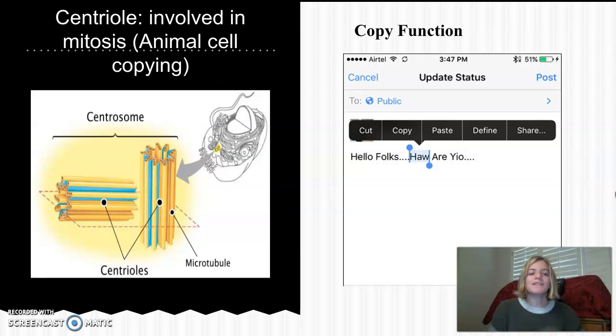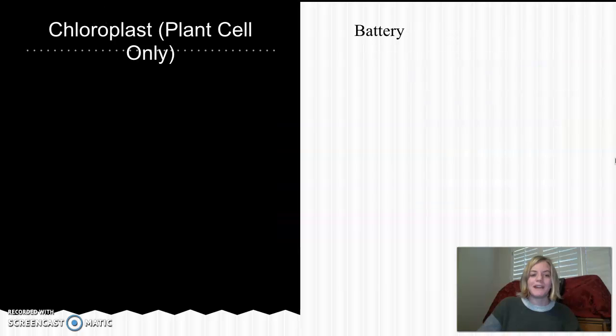And then we have this special organelle called the centriole. Okay, the centriole. And this one we talked a little bit about when we learned the difference between plant and animal cells. These are found only in animal cells, and they are involved in mitosis, so copying of the cell. And so that's basically like the copy function on your phone. If you want to copy something, you can do that with the copy function, just like when you're trying to make a copy of a cell, you could use the centriole to help you out with that.